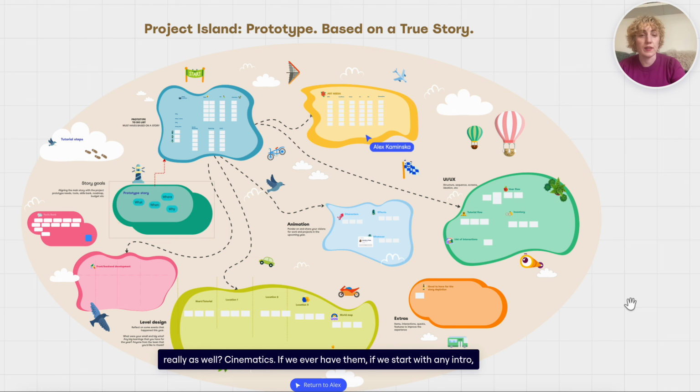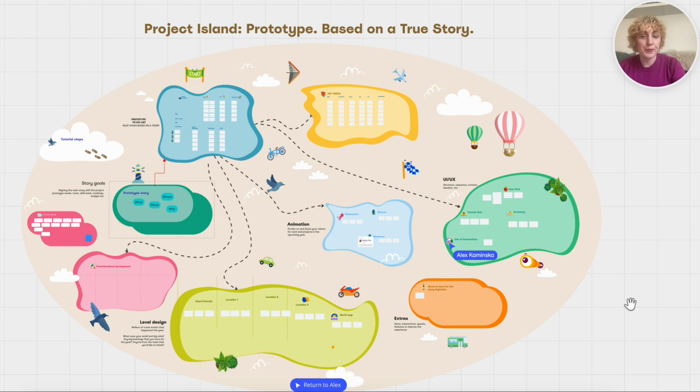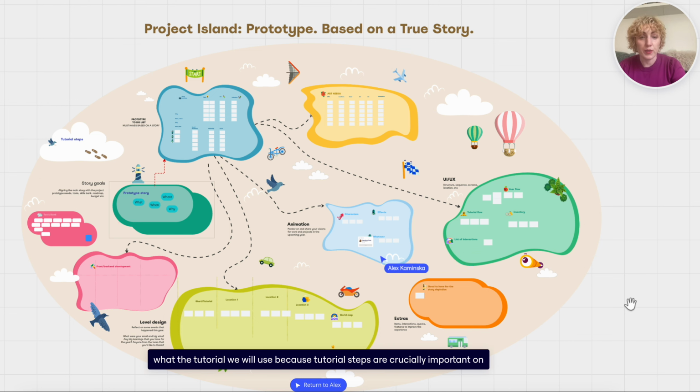2D, 3D as well, cinematics, if we ever have them. If we start with any intro that will reveal some story or some conflict. This is where we set up the budget actually. What's the UX UI we use for the user flow? What's the tutorial we will use? Because tutorial steps are crucially important on the very beginning.